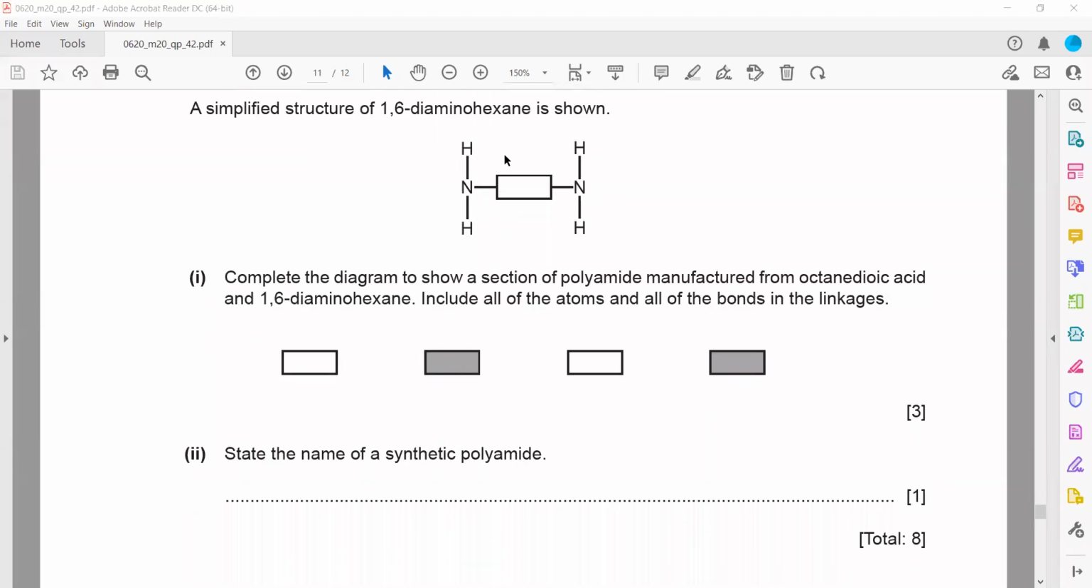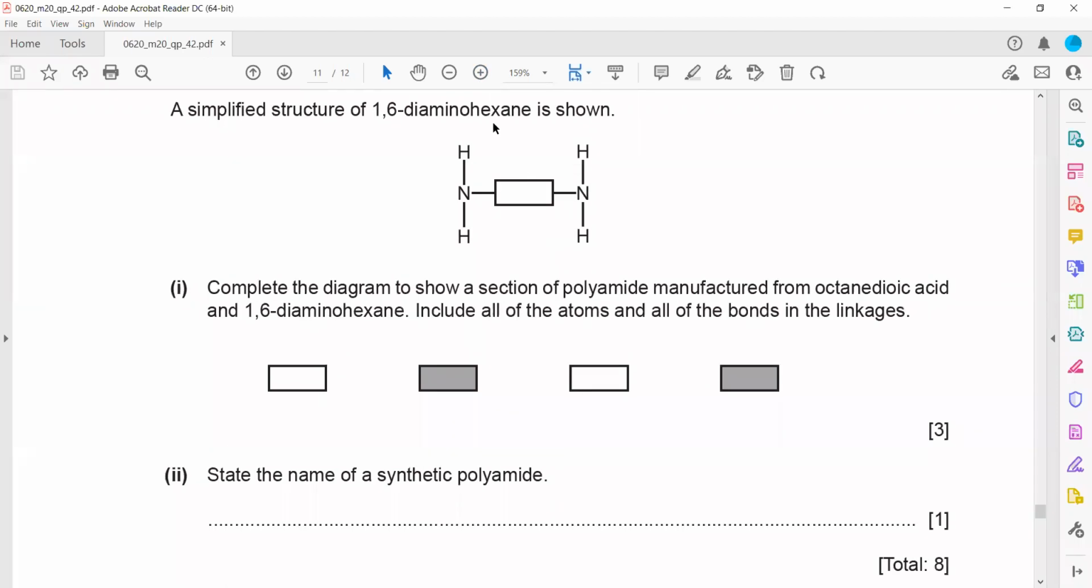Then state the name of the synthetic polyamide. So what we call synthetic polyamide, we call that nylon. If it was a polyester, then we call that Terylene. So this was the organic chemistry question from the Feb March 2020 exam.